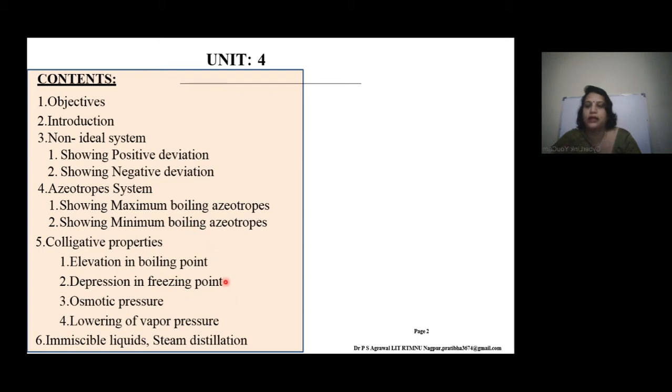Then we will apply the equations on the colligative properties. These colligative properties you have already studied in 12th. But here we will consider the colligative properties with respect to the chemical potential. Then we will see the steam distillation processes.